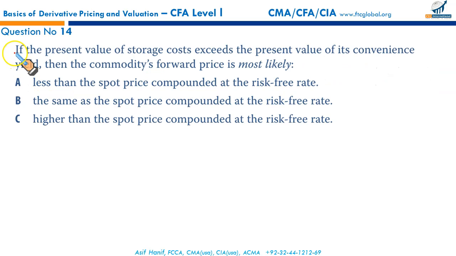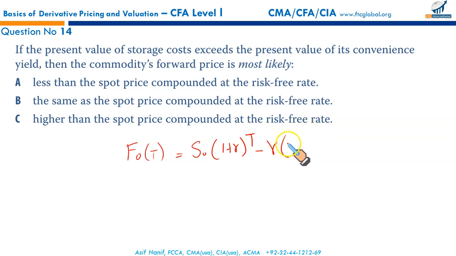Right, next. If the present value of a storage cost exceeds the present value of its convenience yield, then the commodity's forward price is most likely. Here we go. Let us just write this down in a more extended form. Forward price is equal to S0 times 1 plus R raised to T, minus benefit times, I'm separating it, every element separated and discounted and compounded separately, 1 plus R raised to the power T, plus cost times 1 plus R raised to T.